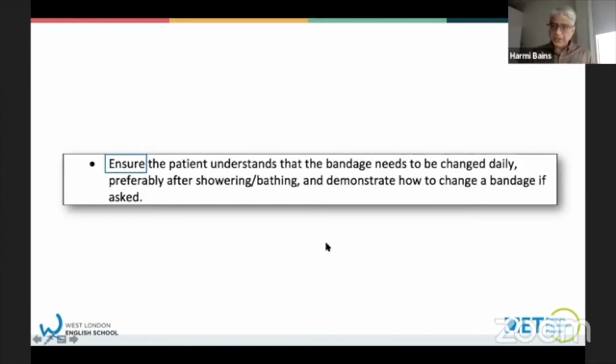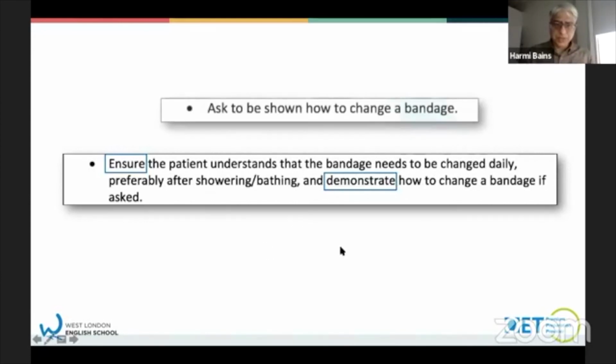So ensure, that's the verb. Ensure what? Well, ensure the patient understands. You're going to show them how to change a bandage. And demonstrate, so you've got another verb. So there's a couple of things there. If you really analyze the task, read carefully. You can see there's two tasks again. You've got to make sure they understand how to change a bandage. You've also got to demonstrate how to do this. And they're going to ask to be shown how to change a bandage. You can't see the patient's card, but you can again see how the tasks have been aligned together, so you can create a dialogue.